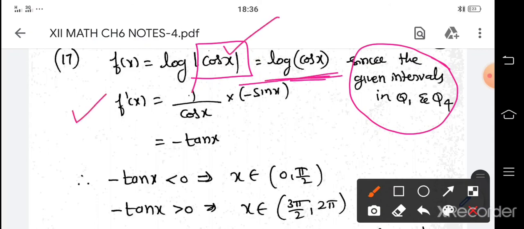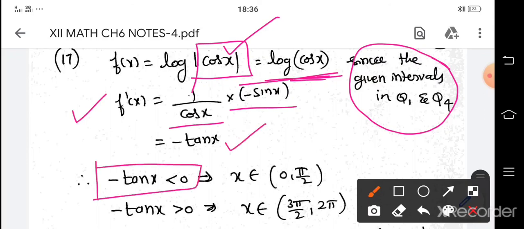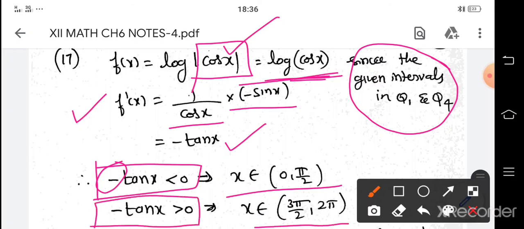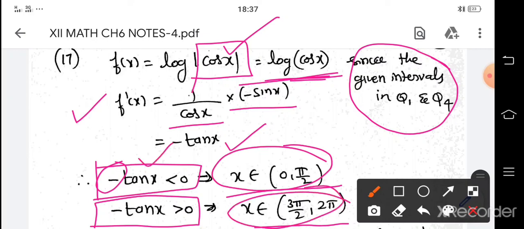Then f dash of x is equal to 1 by cos x into minus sin x. It is minus tan x. So minus tan x will be less than 0 in quadrant 1 because in quadrant 1 tan x is positive, so minus tan x is negative. In the fourth quadrant tan x is negative, so minus tan x is positive, greater than 0 in the fourth quadrant. So tan x is positive in the first quadrant, negative in the fourth quadrant, but minus tan x will be negative, positive. Like that it will change.